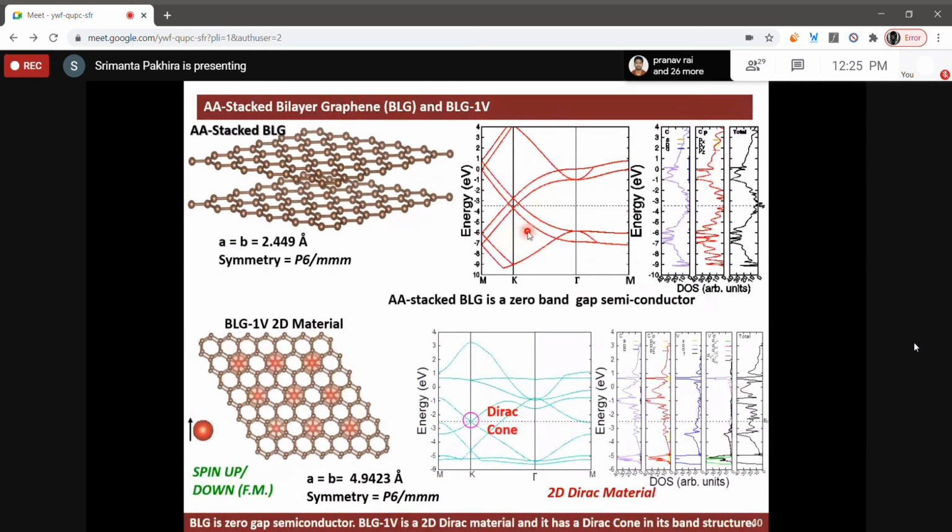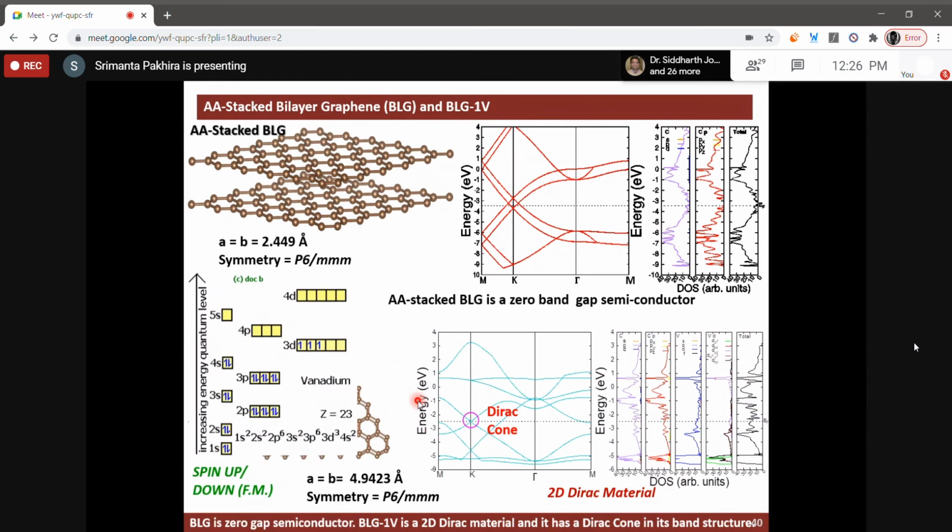So BLG, bilayer graphene A stack, is a semiconductor. But for the 2D material we developed, BLG with 1 V, what will happen? The Dirac cone is there, but the total density of states is not zero, and quite a large density of states is appearing because of the d subcell, the contribution of the d orbital of the vanadium. Fine. Then the question will come from the audience, I expect: instead of one, if we use two vanadium atoms in one cell, then what?